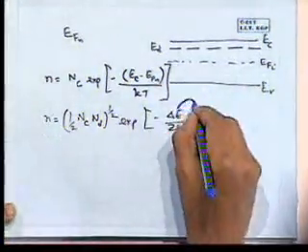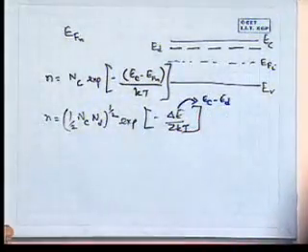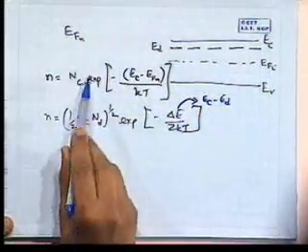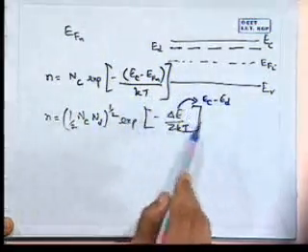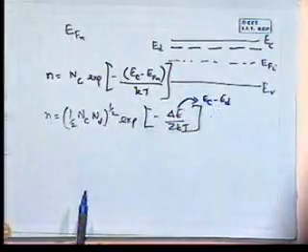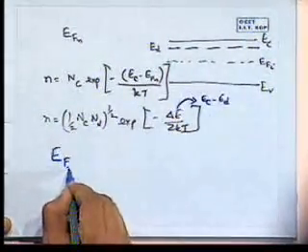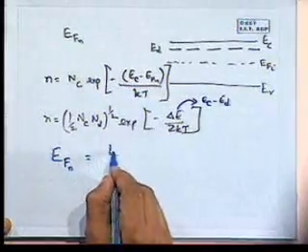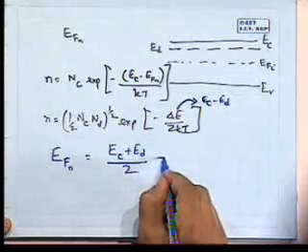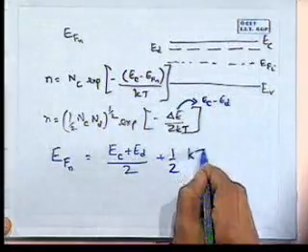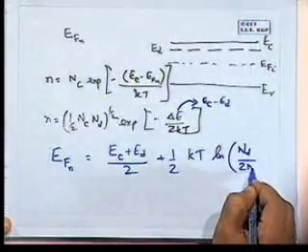And this delta E we can express as EC minus ED. So in the low temperature region, we can equate these two equations. This is a general expression in terms of Fermi level. This is another expression in terms of the donor level. And when we do that and solve for EFN, we get it's equal to (EC plus ED) by 2 plus half kT ln (ND by 2NC).